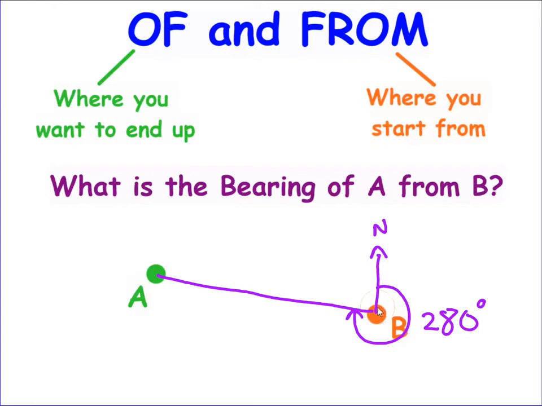So "from" is the one we're interested in. So draw your reference to north and measure the angle around to the bearing to A.